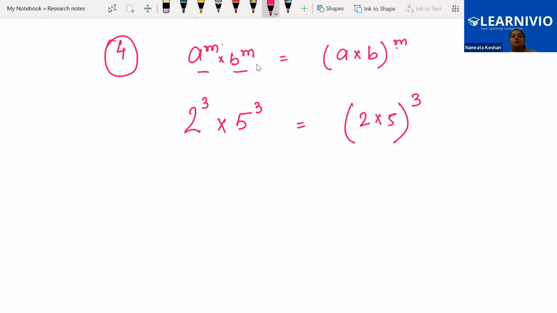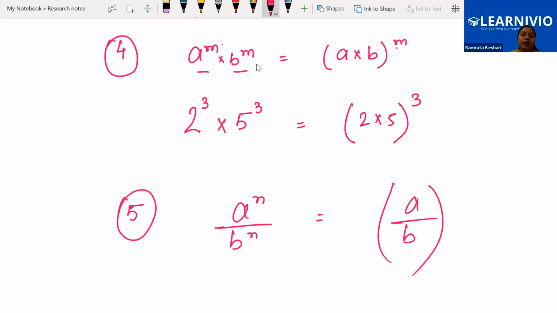Similarly, if we are having division, let's say we are having a by b, this is also having power n and this is also having power n, then directly we can write a by b, both are having power n. Getting it? Yes, ma'am. Okay. Let's solve a few questions related to these concepts.